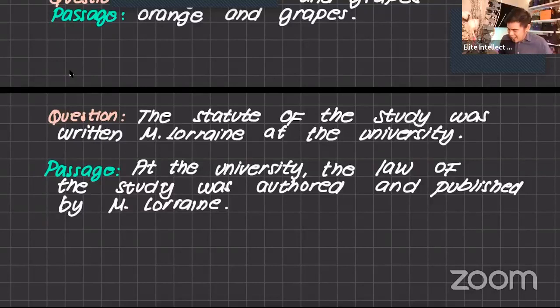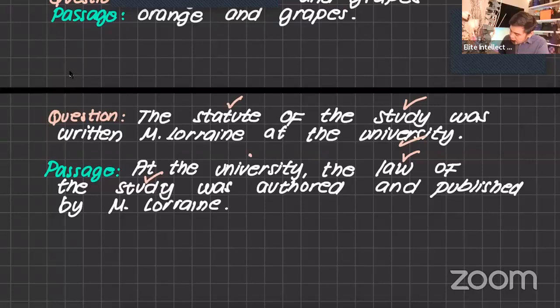Okay, let's take a look at the sample. The statute of the study was written by M. Lorraine at the university. At the university, the law of the study was authored and published by M. Lorraine. Let's match. Statute is the same as law. Study is the same as study. University is the same as university. M. Lorraine is the same as M. Lorraine. Written is the same as authored, but published in this case, guys, is not given. Okay, look at that, right? It's as easy as that, okay?